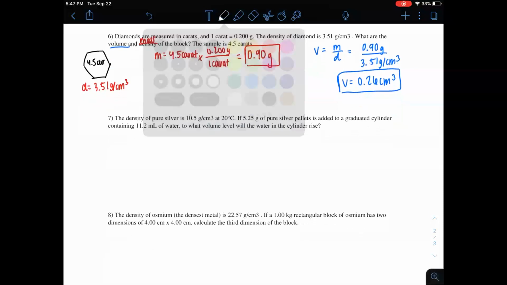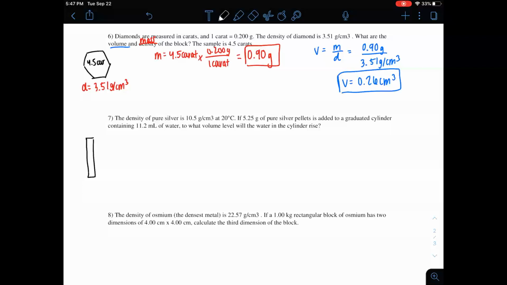All right, looking at the next one here, the density of pure silver is given to us. If 5.25 grams of pure silver is added to a graduated cylinder containing 11.2 mL of water, what volume level will the water in the cylinder rise to? Okay, so this is a multi-layered question here. So first off, let's figure out what it is asking us or what it's telling us to start with.